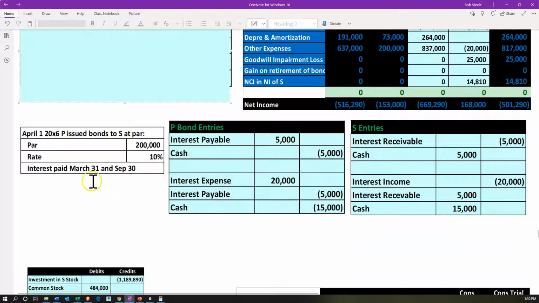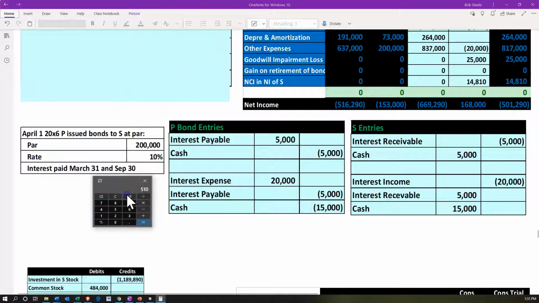We're going to be considering this bond first, which is a bit more of a simple intercompany bond transaction, because on this one, P issued the bonds to S directly. So we don't have a third party, and it was issued at par, so we don't have a premium or discount to deal with. That means that on P's books and S's books, you would expect to see a nice mirroring transaction. Now, we did have one bit of complication in that the interest is paid on March 31st and September 30th. That means that we do have an accrual type entry involved here.